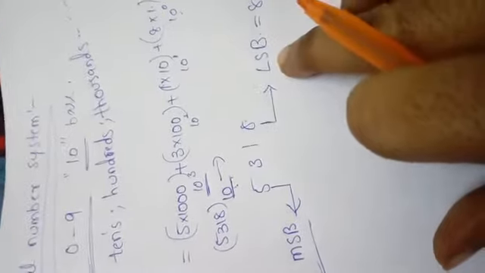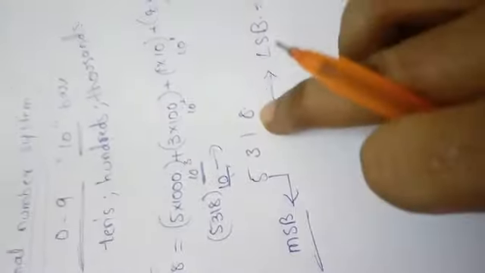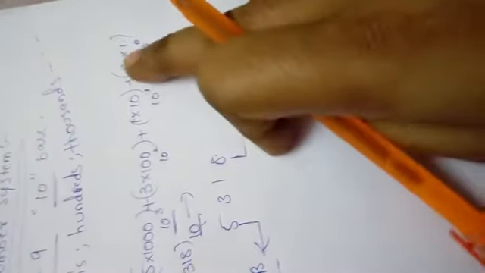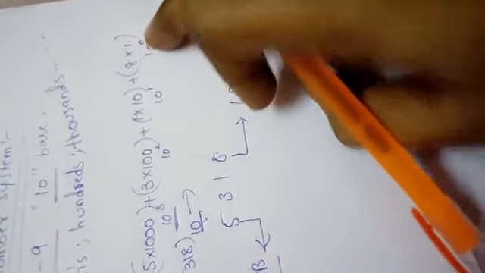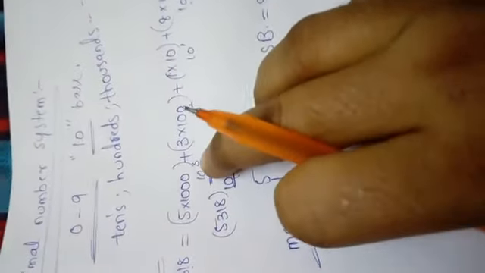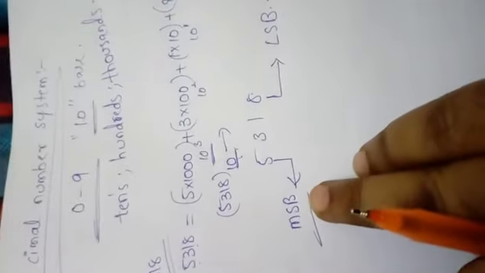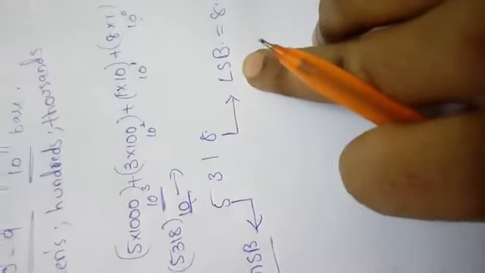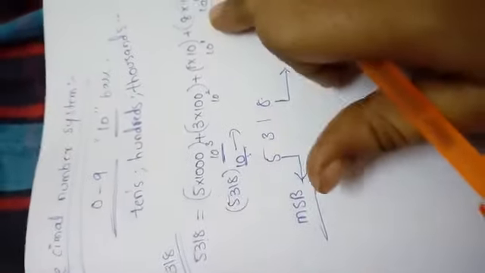Just observe: the least significant bit consists of less weight, and the most significant bit consists of high weight. 8 has a weight of 10 power 0, which is less weight as compared to 5, whose weight is 10 cube. So automatically this weight is very high, that's why we call this bit the MSB and this bit the LSB. Clear? So this is the position or weight of the decimal number system.